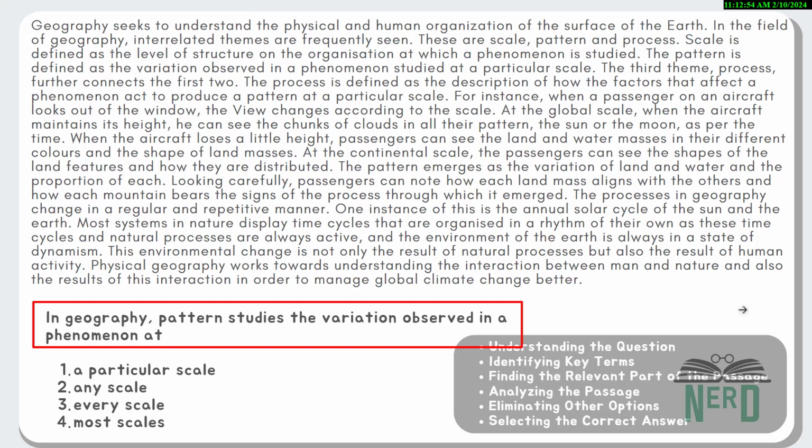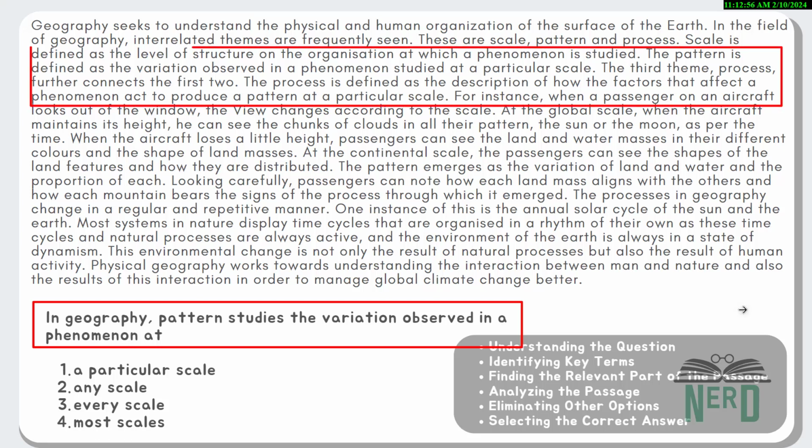So the passage clearly defines patterns, right? The pattern is defined as the variation observed in a phenomenon studied at a particular scale. Like we could just see it, the passage is already there, right? So the next step is to analyze the passage, right?